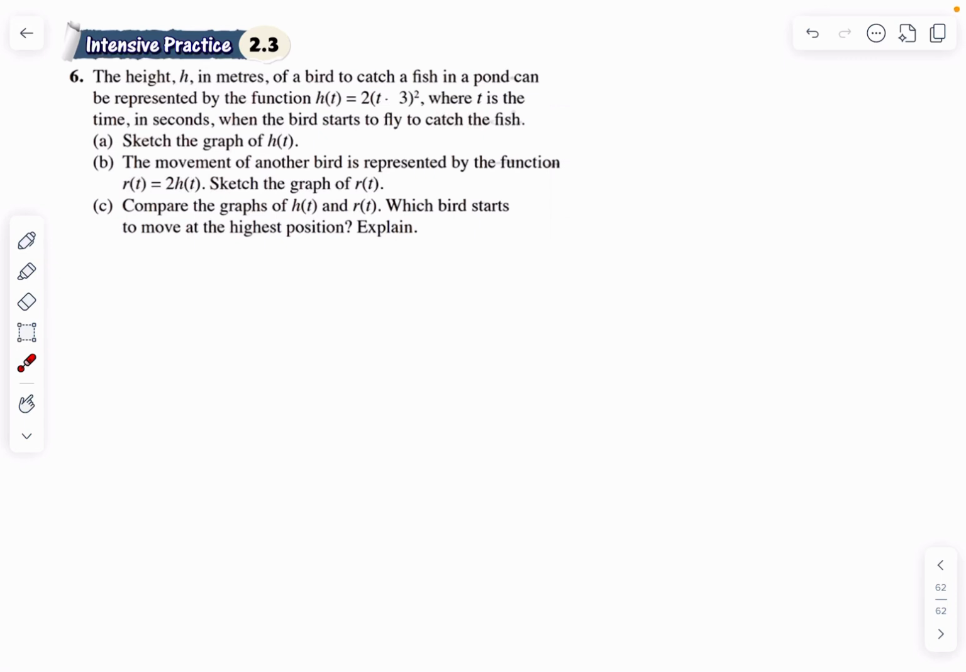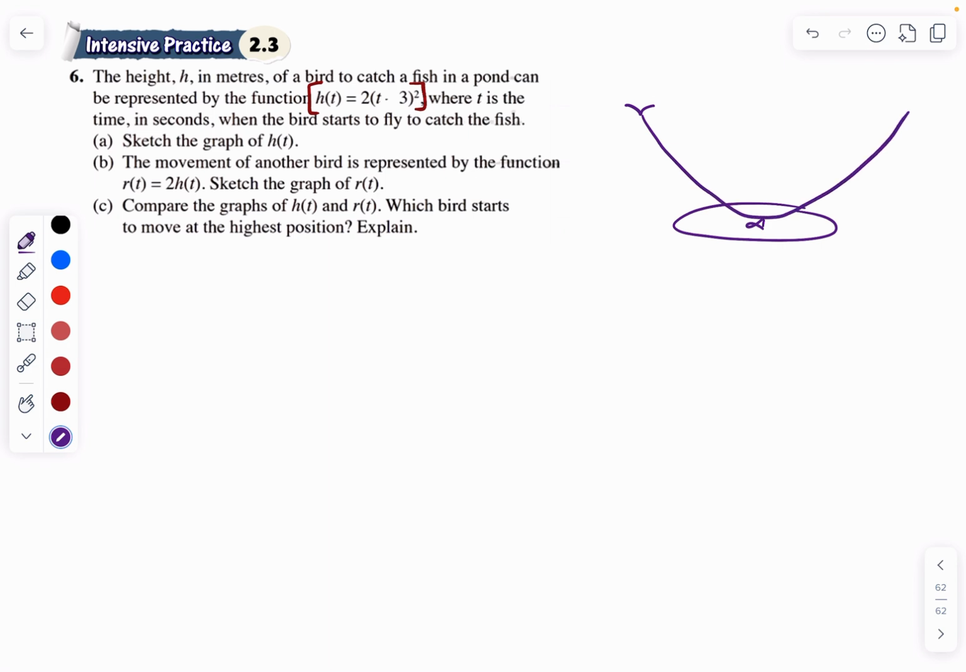Question 6. The height in meters of a bird to catch a fish in a pond can be represented by this function, where t is the time in seconds when the bird starts to fly to catch the fish. Alright, let's imagine a bird flying to catch a fish from the pond. So it'll fly down and then it'll fly up. So that's what they're trying to say here. This is t minus 3.